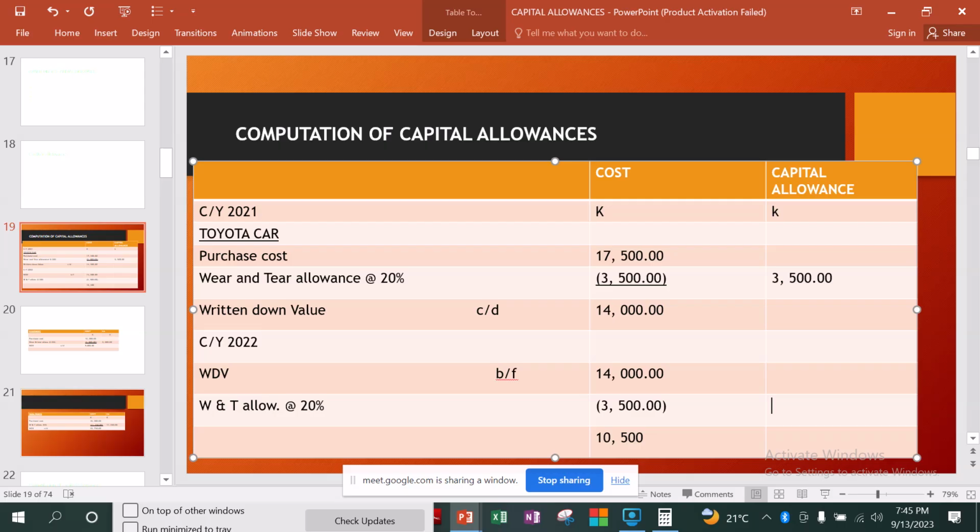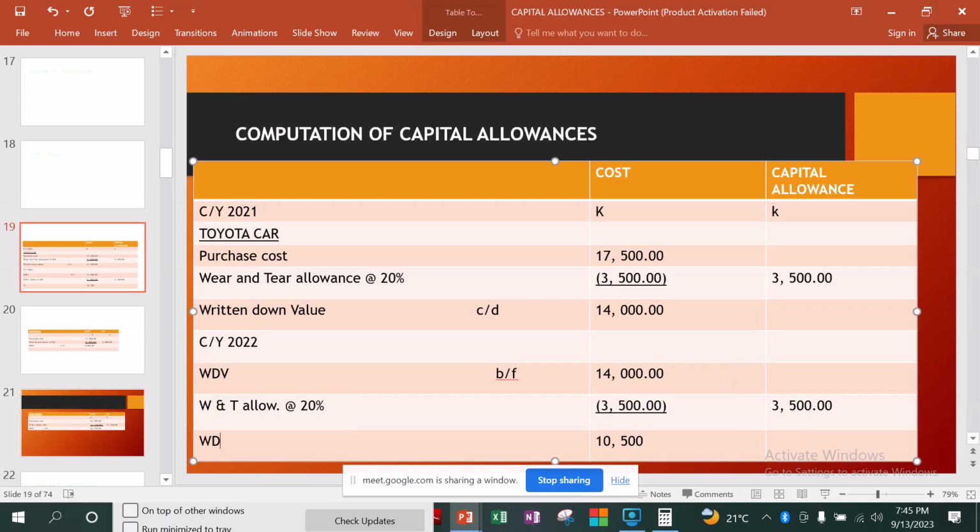And we register the capital allowance of 3,500, showing that there is a subtraction there. See that? So this becomes the written down value carried forward to the next charge year. Okay, so that is for the Toyota car.